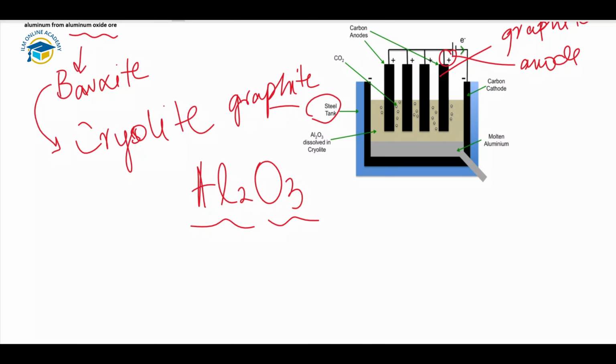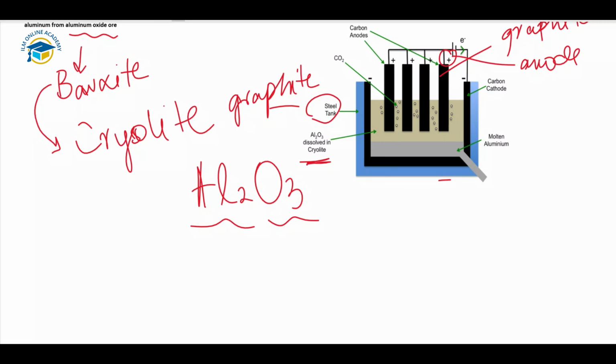So now I am here to show you. As you can see in this diagram, we have aluminum oxide dissolved in the cryolite, present in this electrolytic cell. We have carbon or graphite electrodes, the anode and the cathode. The cathode is the lining of the electrolytic tank, and the anodes are present in suspended form.